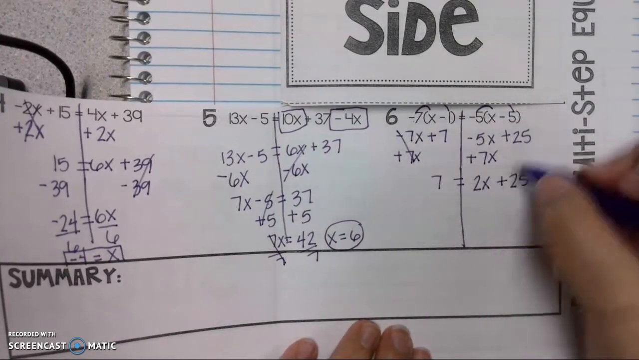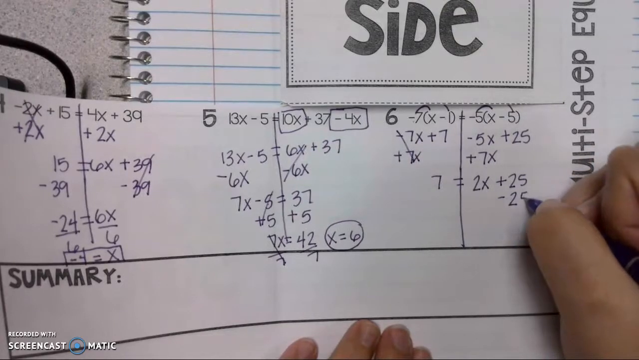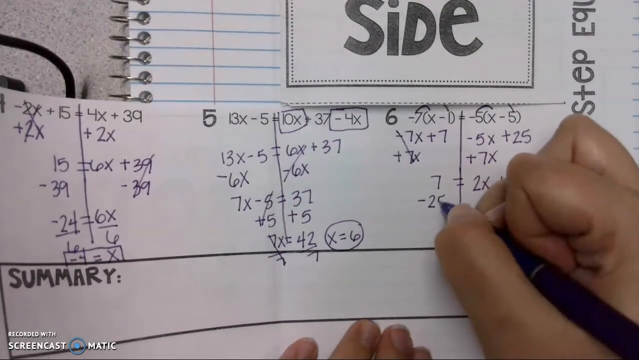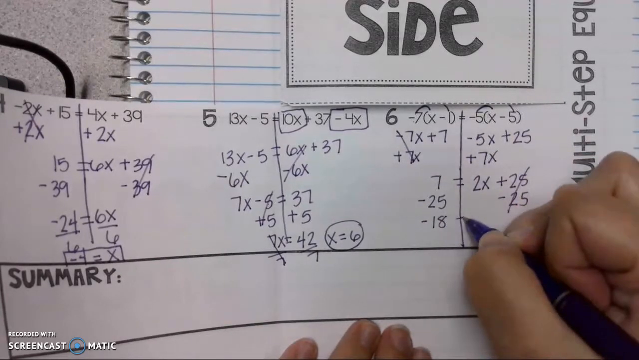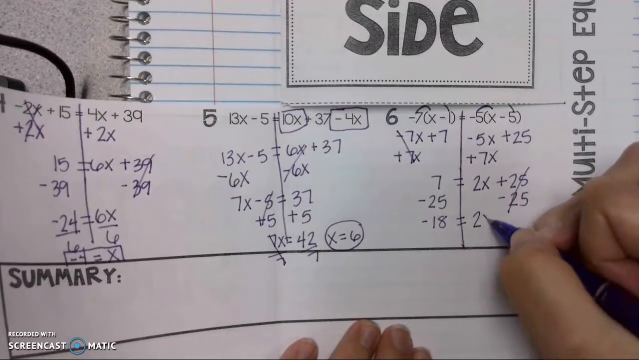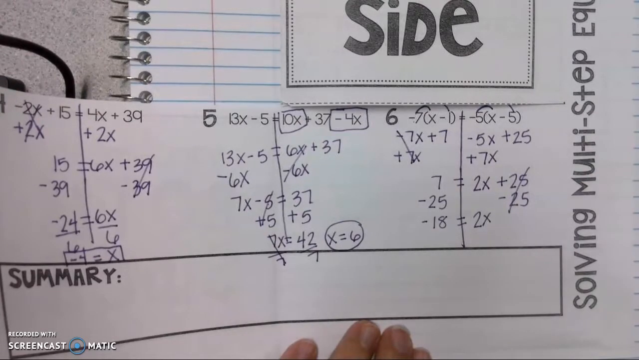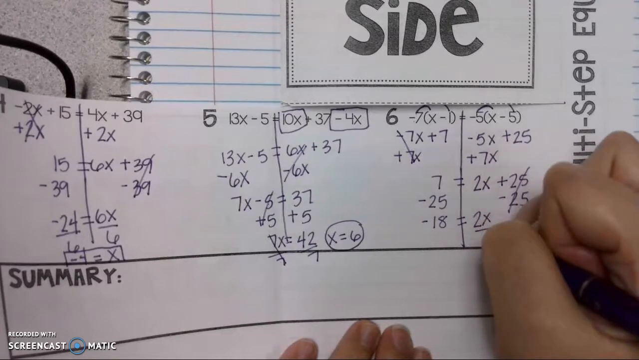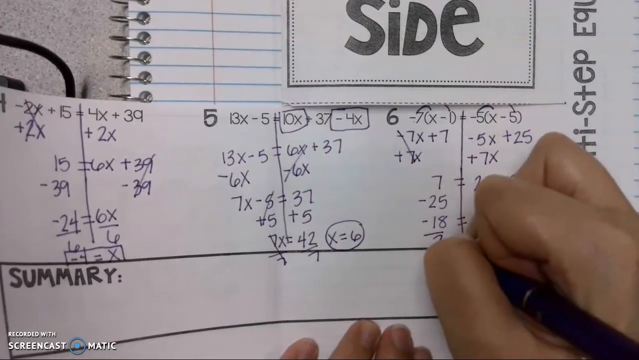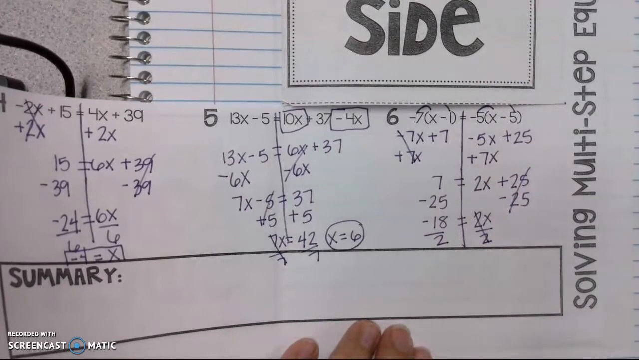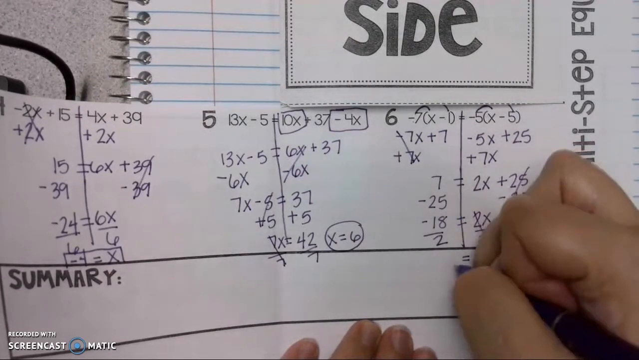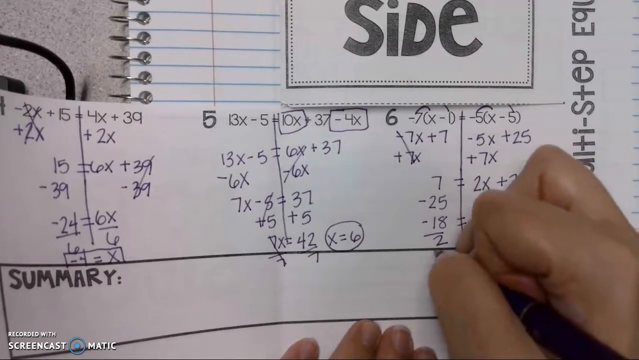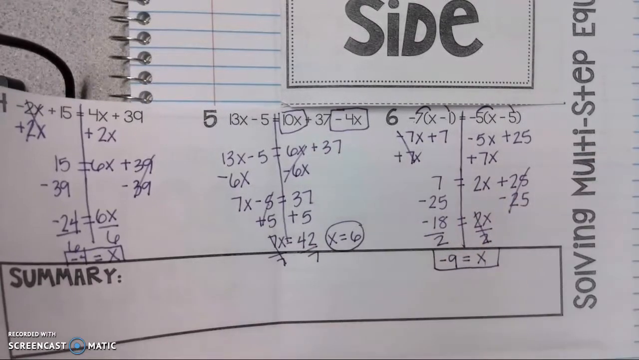Now I need to get my 2x alone. So in order to do that, I'm going to subtract 25 from both sides. 7 minus 25 is a negative 18. And I'm going to bring down my 2x. Okay, 25 is canceled out. And then my last step is to divide by 2. 2 divided by 2 goes to 1, so x is all alone. Negative 18 divided by 2 is a negative 9. Make sure we're being really careful with those negative signs.